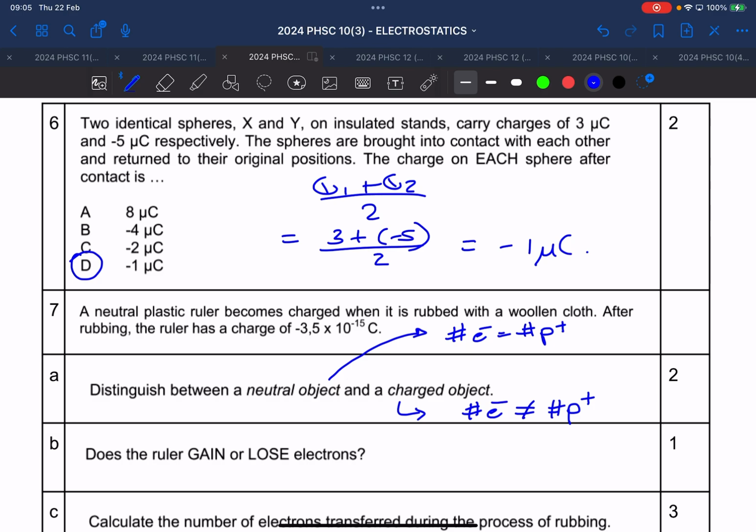You could have said there's more electrons than protons, or more protons than electrons, or you could have said the object lost electrons or the object gained electrons, or you can say there's excess electrons and a shortage of electrons. So there's lots of ways to describe it, but you must describe both.